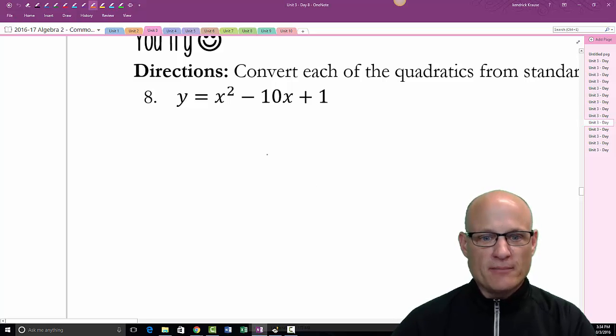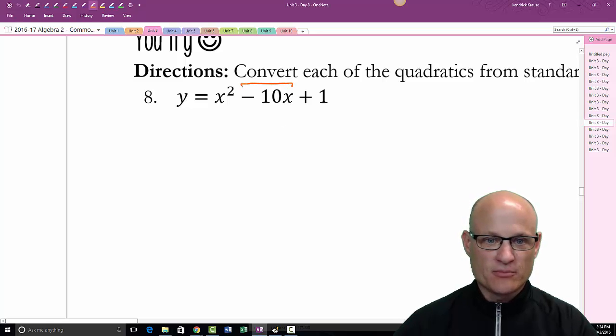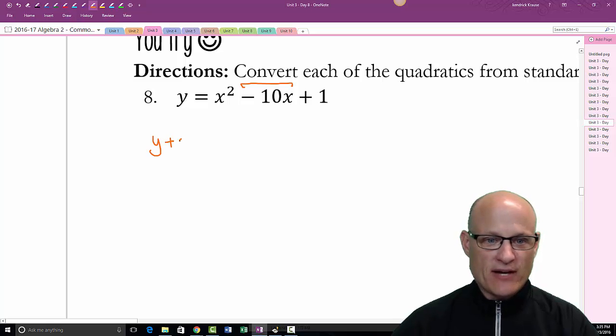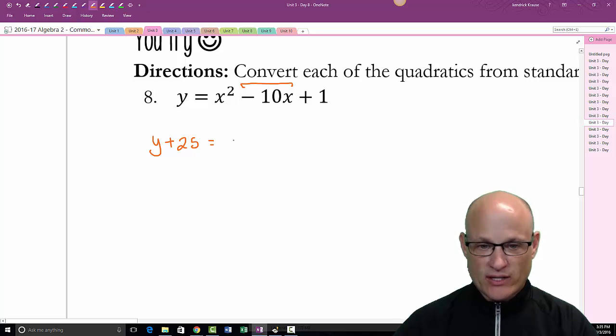So step 1, we're going to add half the middle term, half the b term, to both sides, squared. So I'm going to add 25 to both sides. A half of -10 is -5. -5 squared is 25. So x squared minus 10x, we're going to put it right here, plus 25 plus 1.